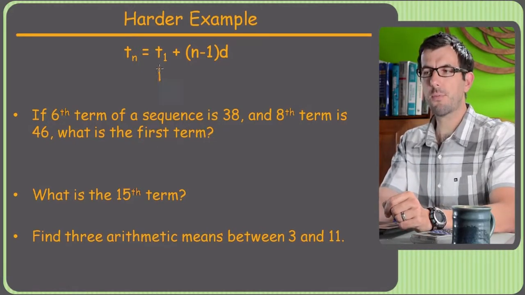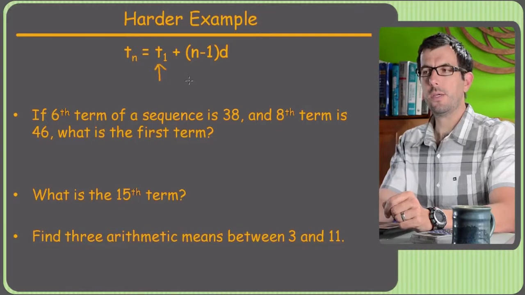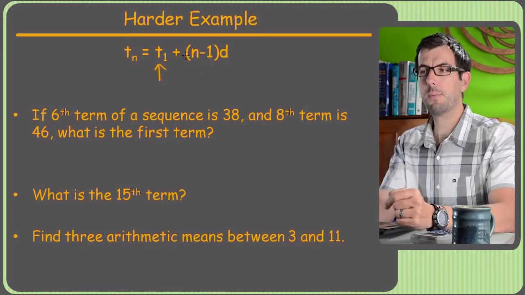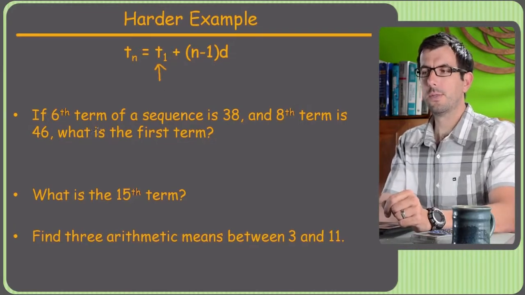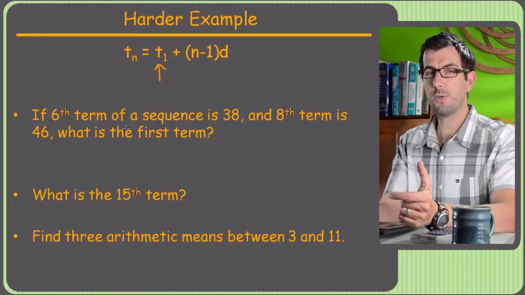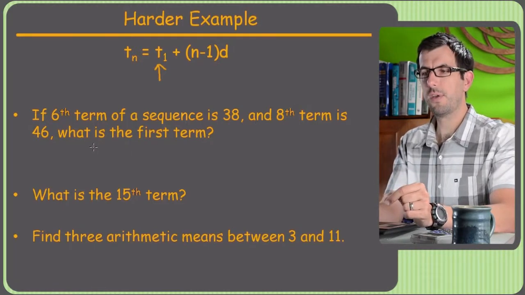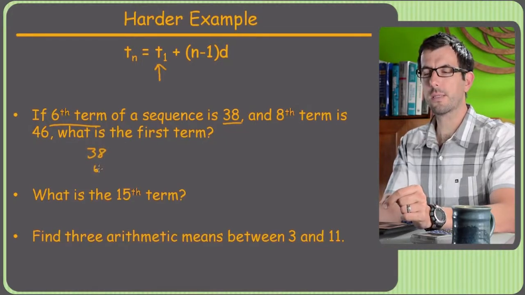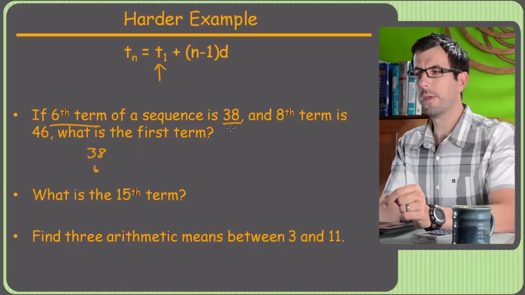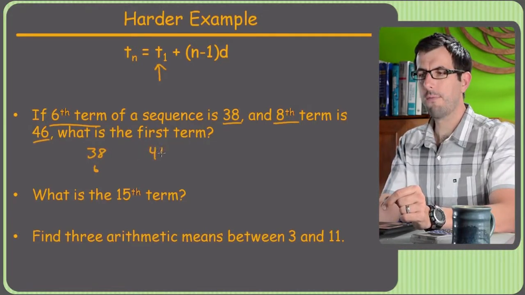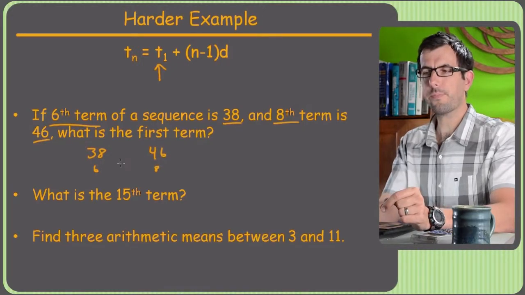You'll notice that the first term is right here, it's in that equation. So if I could figure out d and then just plug in some term, I'd be able to solve for t1. So let's take a look at it. Now a good strategy when you're not sure what's going on is to write your terms and label them. So if I know that the 6th term is 38, that means I could write a 38 here, and then I'm going to write just 6 below it because it's like term number 6. And I know the 8th term is 46. So we've got to have 46 here and I put an 8 there.